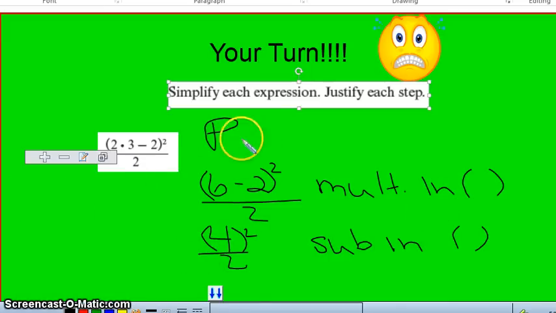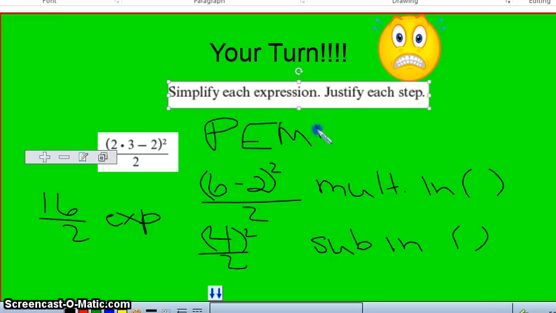Now after that we go on to exponents. So we've got 4 squared, which means we do 4 times 4. That was exponents. And then finally, we're going to do multiplication and division. Here we just have division. 16 divided by 2 is 8. Now did we get that? We used division. There's our solution.